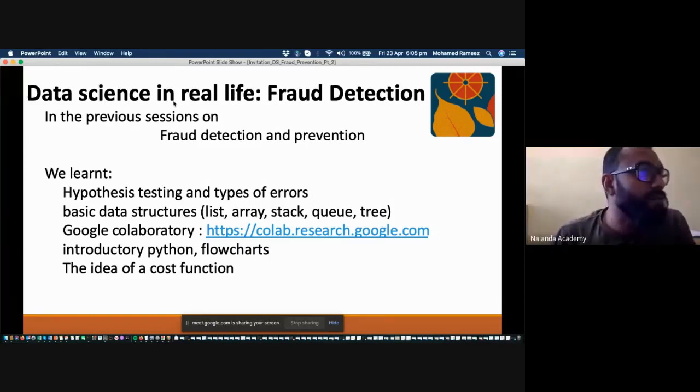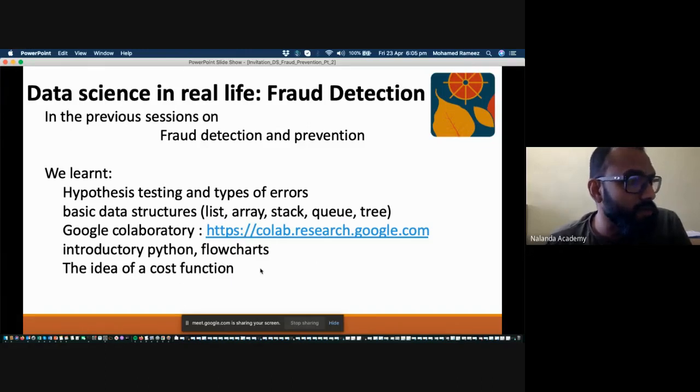Okay. So in the previous two sessions, on fraud detection and prevention, we learned the types of errors in hypothesis testing, and some basic data structures such as list, array, stacks, queues, and trees. I introduced you to Google Colaboratory, where you can run Python and Jupyter notebooks. We saw what a data frame looks like in Pandas, and what a basic flow chart is.